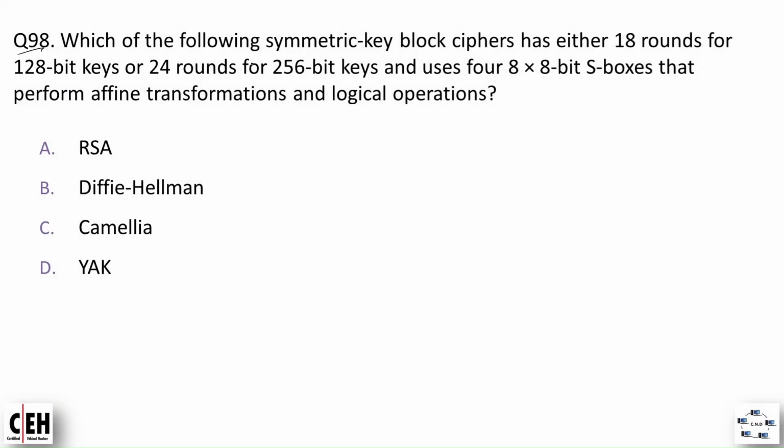Question 98. Which of the following symmetric key block ciphers has either 18 rounds for 128-bit keys or 24 rounds for 256-bit keys and uses four 8 into 8 bit S-boxes that perform affine transformation and logical operations? Option A, RSA. Option B, Diffie-Hellman. Option C, Camellia. And option D, YAK. And the correct option is option C, Camellia.